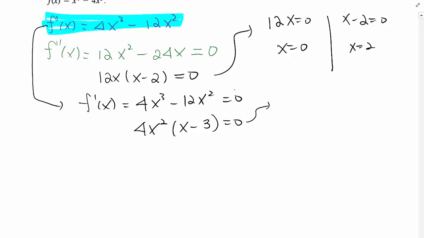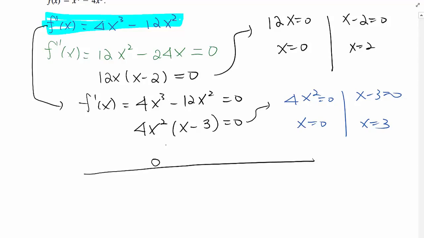So from here, 4x squared equals 0 or x minus 3 equals 0, so x equals 0 or x equals 3. Now we find the interval. At the points x equals 0 and x equals 3, the tangent line is equal to 0, so that will be our boundary value. So I'm going to make a table here. So 0 and 3. Now we can determine where this line is increasing or decreasing based on this line.